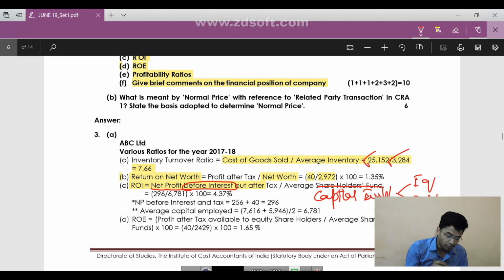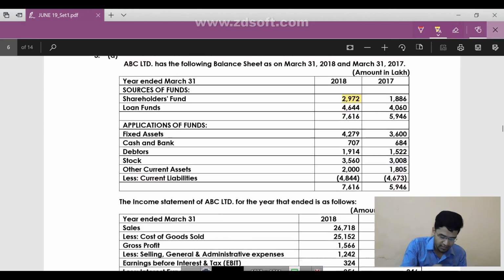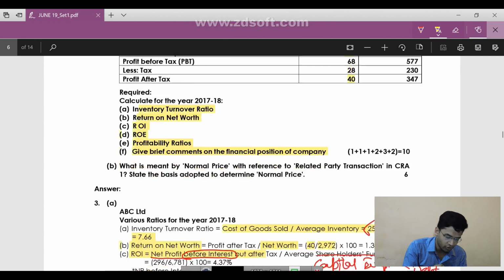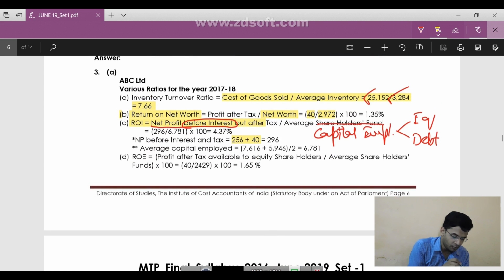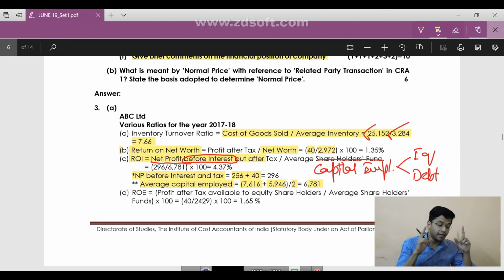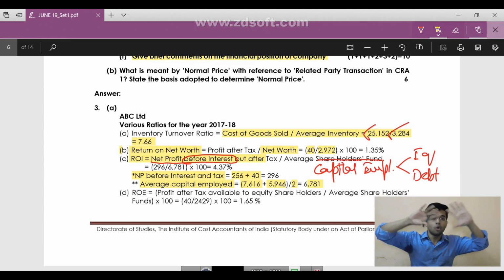So net profit before interest is 256 plus 40. 256 is the interest expense and 40 is the profit after tax. So we've just added 256 and 40 to arrive at the net profit before interest and tax. And average capital employed is pretty simple. We have taken total capital employed, opening plus closing, divided by 2, and hence we have arrived at the capital employed. So the thing to be kept in mind is that return on investment is return on total investment.